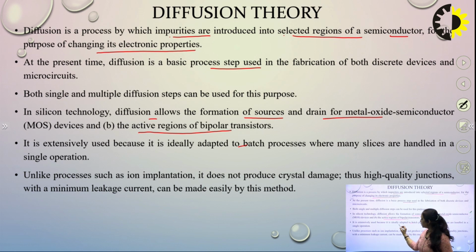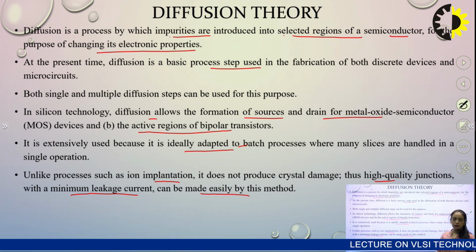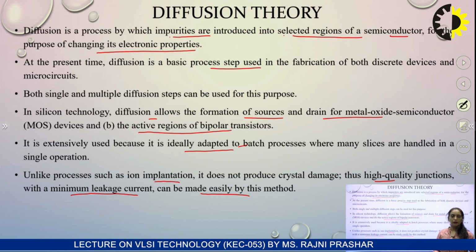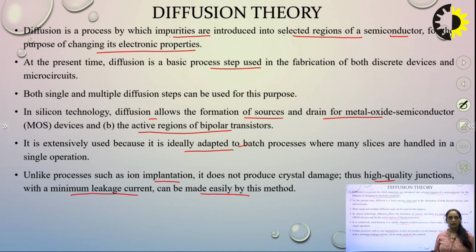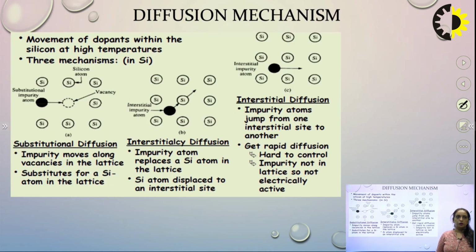It is extensively used and well adapted to batch processing, where a number of slices are used for a single operation, right? And unlike processes such as ion implantation, it does not produce crystal damage. Thus, high quality junctions with minimum leakage current can be made easily by this process. So, the major drawback of ion implantation is that the crystal structure will be damaged, which we have to recover in the next step. So, how is this diffusion mechanism done?